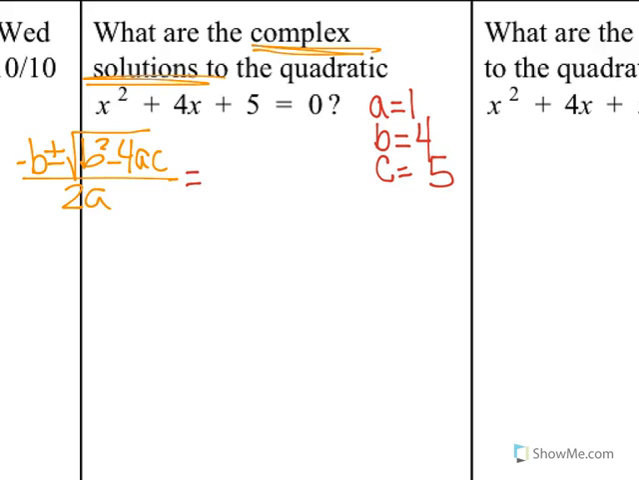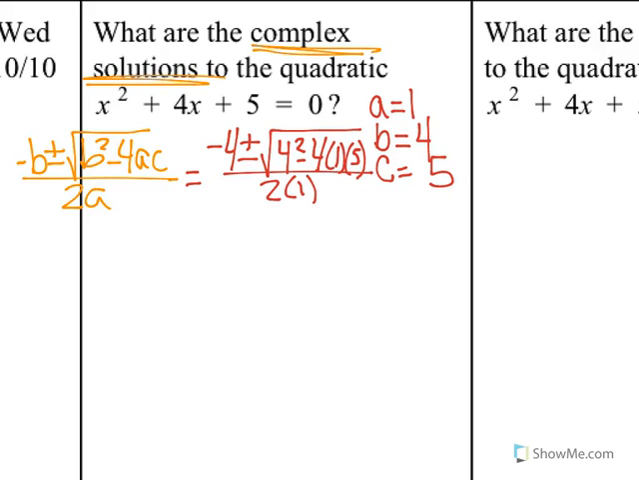So negative B, so negative 4 plus or minus the square root of B squared, so 4 squared, minus 4 times A, which is 1, times C, which is 5, all over 2 times A, which is 1. So then we're going to simplify this, and we always simplify what's in the radical first. So everything that's outside the radical, I'm going to keep the same. So 4 squared is 16, minus 4 times 1 times 5 is 20, all over 2 times 1 is 2.